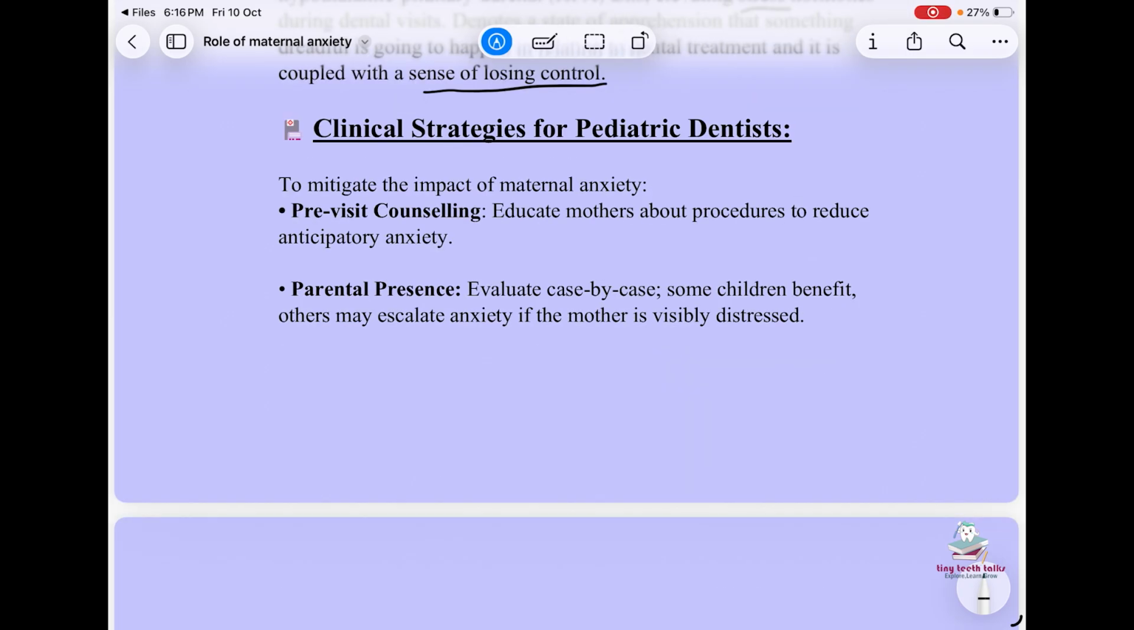In this case, what are the clinical strategies for pediatric dentists? So, to mitigate the impact of maternal anxiety, pediatric dentists should follow pre-visit counseling to educate mothers about procedures to reduce anticipatory anxiety. Parental presence: evaluate case by case. Some children benefit, others may escalate anxiety if the mother is visibly distressed.